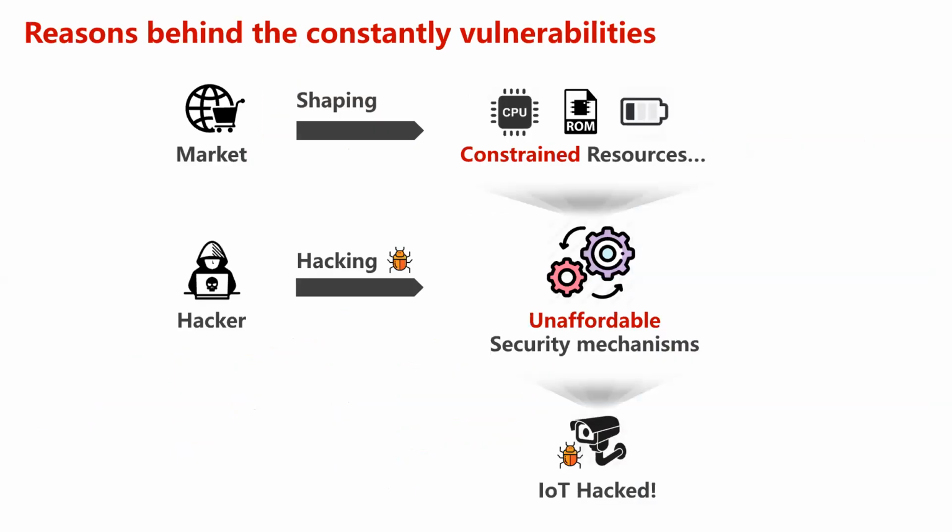The reason why IoT devices are easily hacked and are resource constrained is because of market shaping. Due to cost considerations, a lot of IoT devices are resource constrained. That means they cannot afford a lot of security mechanisms, as smartphones do. So hackers like to hack these devices, using the limitation of the security mechanism to put bugs into the IoT devices.